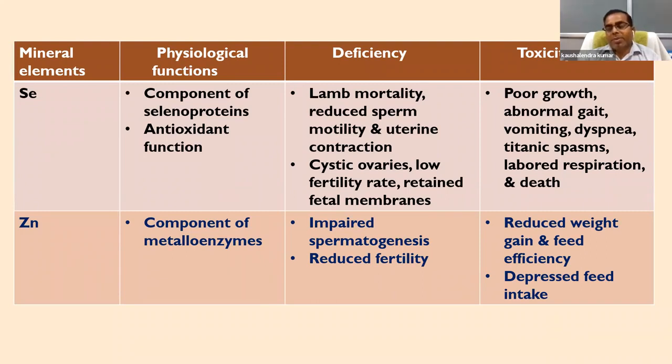And toxicity, what happens? Reduced weight gain. Feed efficiency will be reduced. Feed efficiency reduced means the nutrient utilization at cellular level will be reduced. And feed intake will be reduced due to excess of zinc.